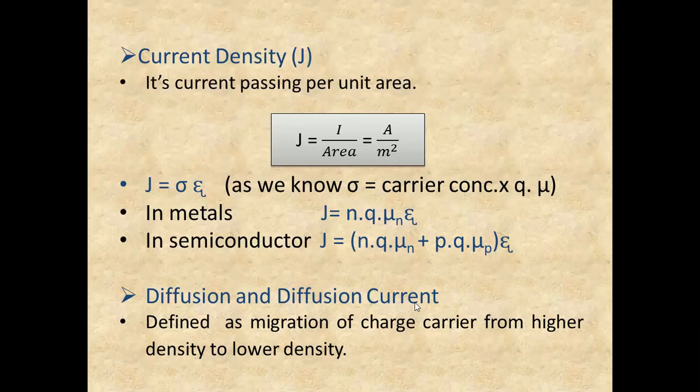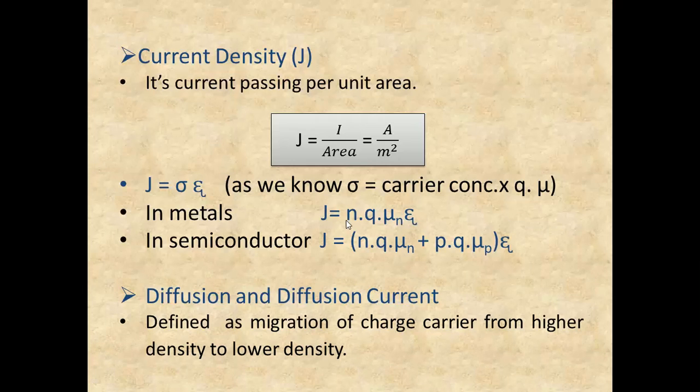Okay, current density is indicated with the notation J. It's the current passing per unit area. In the block we have mentioned the formula: it is equal to I divided by area, where I is the current in amperes and area is in meter square. Now the current density J is equal to conductivity into electric field intensity. We already know the formula of conductivity, discussed in the previous slide: carrier concentration into q into mu. So in metals we have conductivity equal to nq, carrier concentration into electric field intensity.